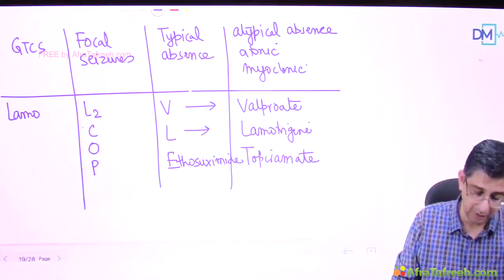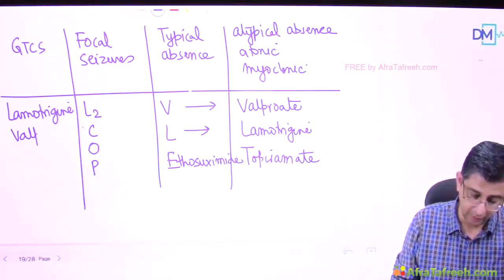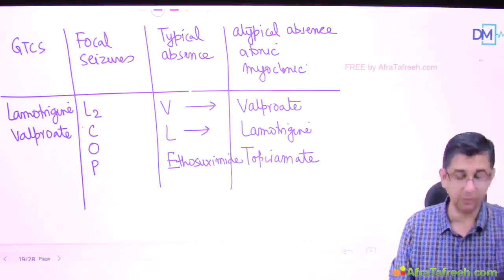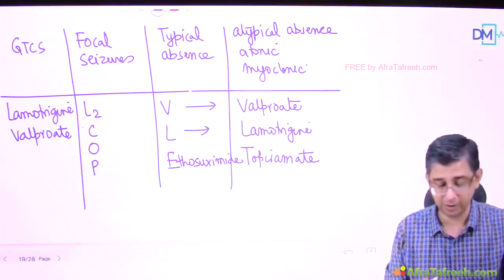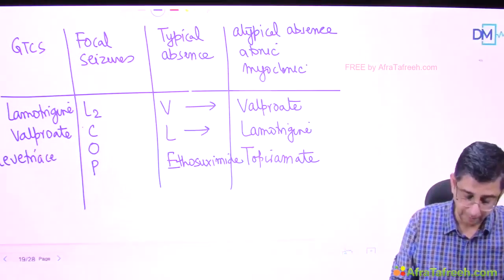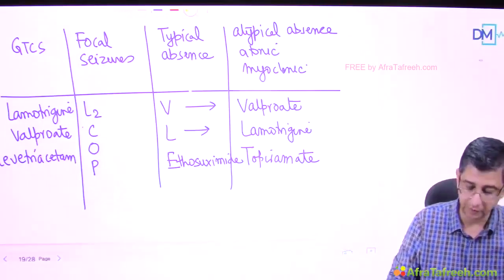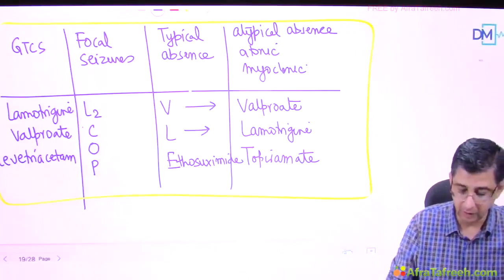In GTCS, he has written lamotrigine in the table first, then valproate. In the theory, valproate is written first, then lamotrigine. It doesn't matter because now we are not calling them drug of choice, we are calling them first line drugs. And the third drug that he has also mentioned for GTCS is levetiracetam. This is the final table that I would like you to remember for the topic of seizures.